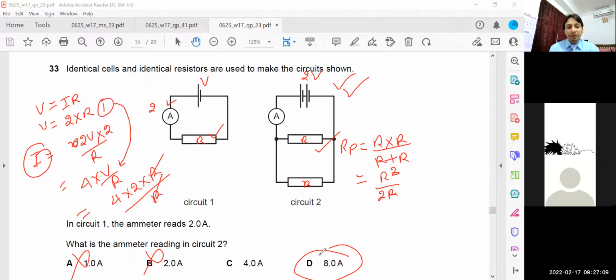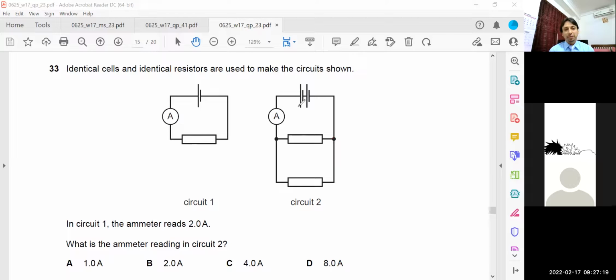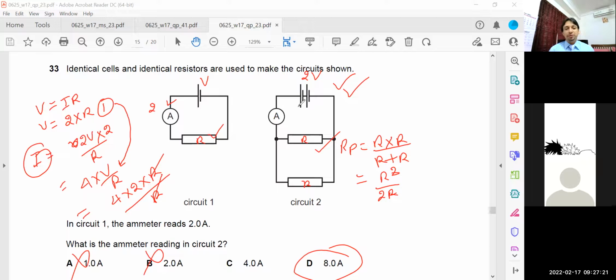I don't have a shortcut method, children. That is the long explanation, but if anyone has a shortcut method, you can also apply it here. Now, sorry, let me just keep it here for more time. If you want to take a snapshot, please take it.